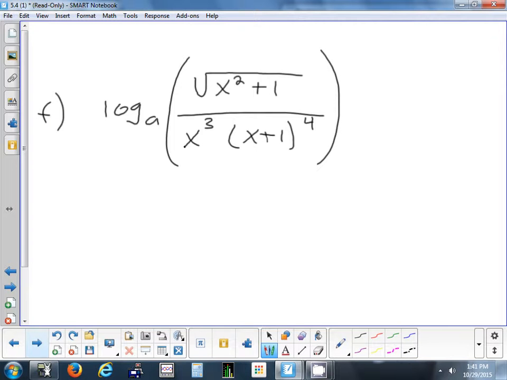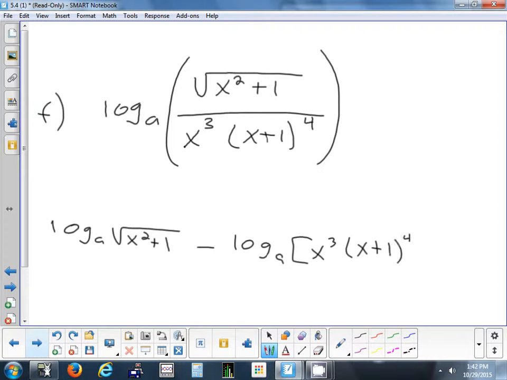All right, so first thing, if I have something in parentheses, deal with the fraction first. Put the top separate and then the bottom separate. Just split that. So how does the fraction split? Log base a of the square root of x squared plus 1, minus log base a of x to the third times x plus 1 to the fourth. Yep, all that stuff. You're never going to FOIL this out. If you start FOILing out x plus 1 to the fourth, that's way too much work. It's going to be much easier than that. All I did was split it up as log of the top minus log of the bottom.